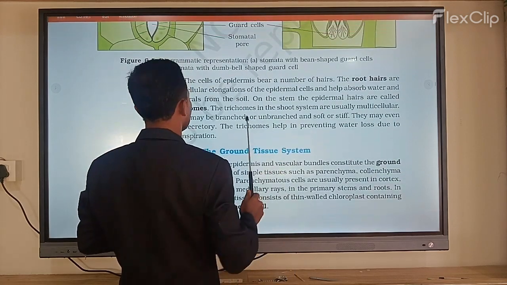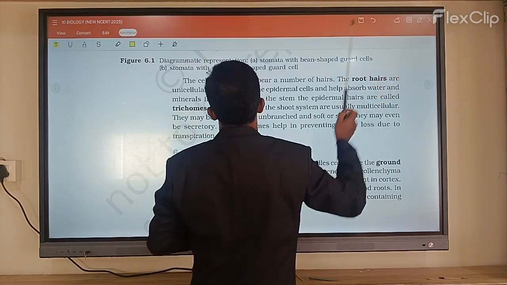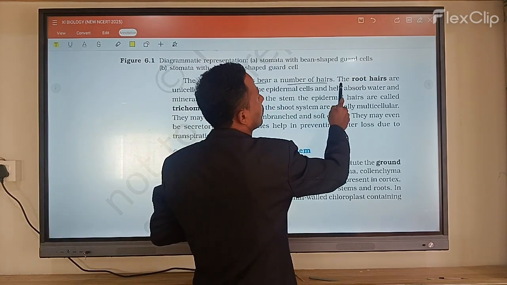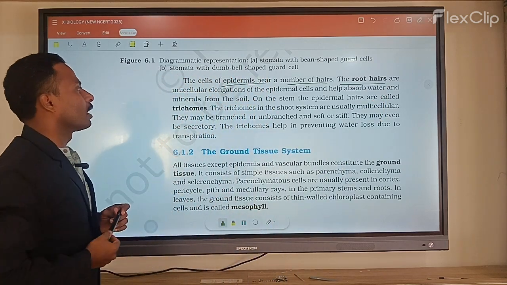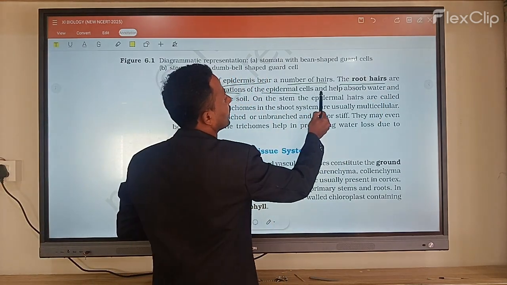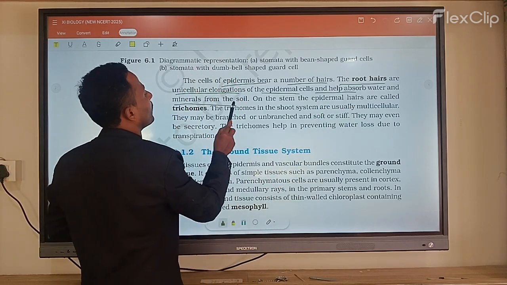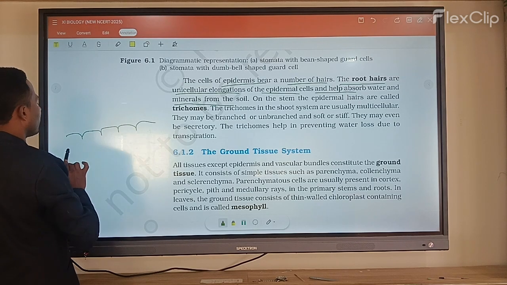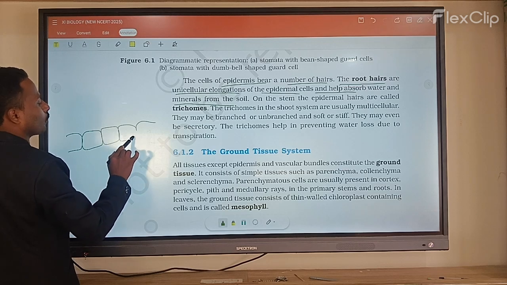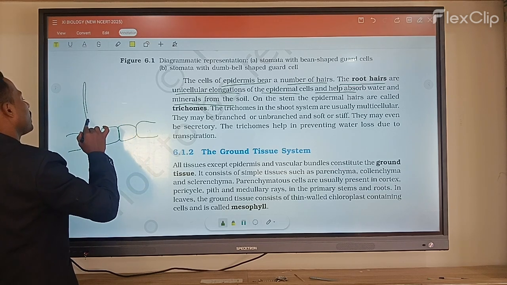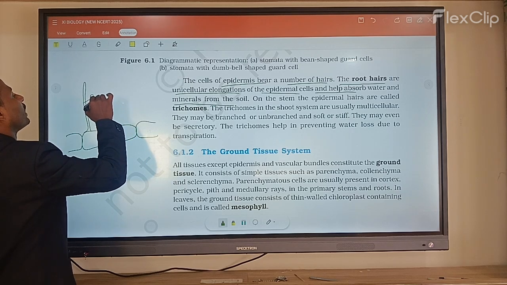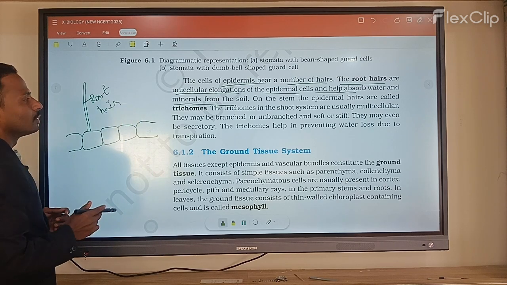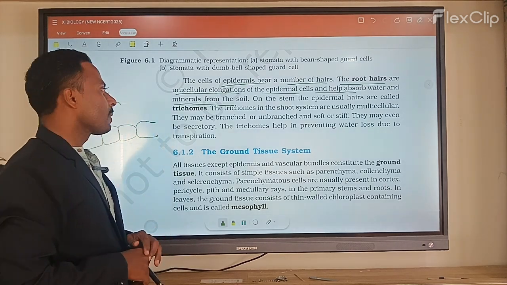Now the cells of the epidermis bear a number of hairs. The root hairs are unicellular extensions of the epidermal cells that help in absorption of water and minerals from the soil. So when you see a root, it is the root epidermis. In this root epidermis, they have hair-like structures called root hairs. The major function of these root hairs is absorption of water and minerals from the soil.